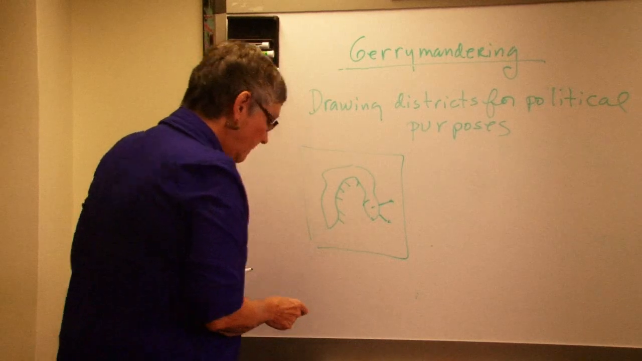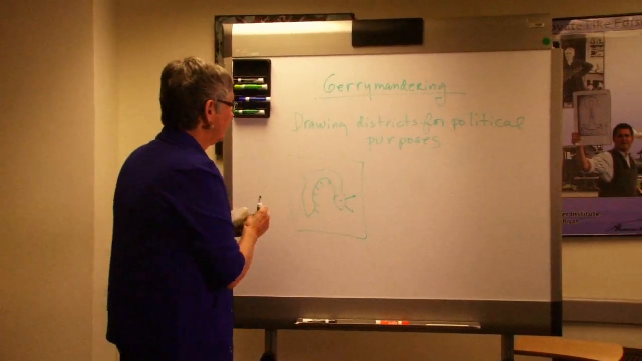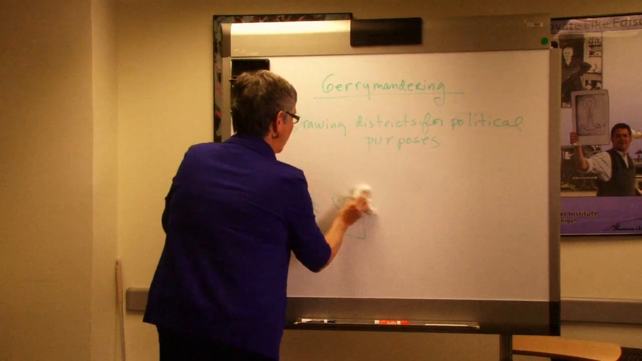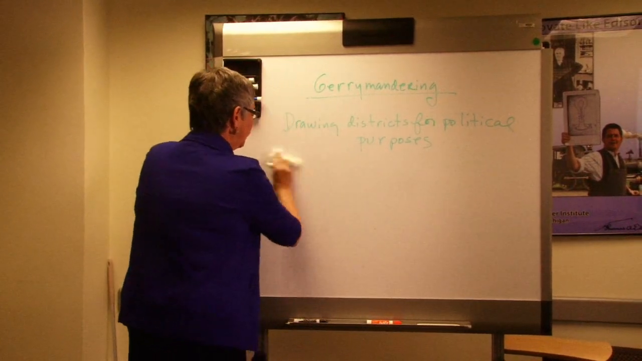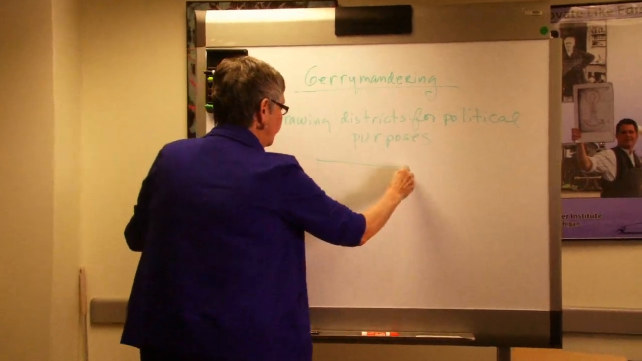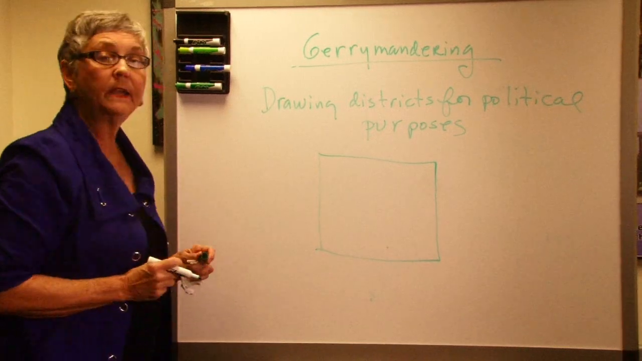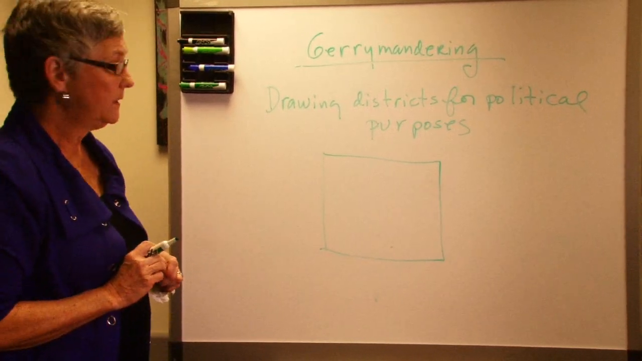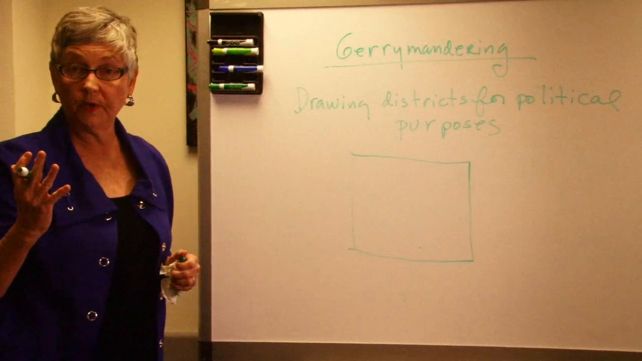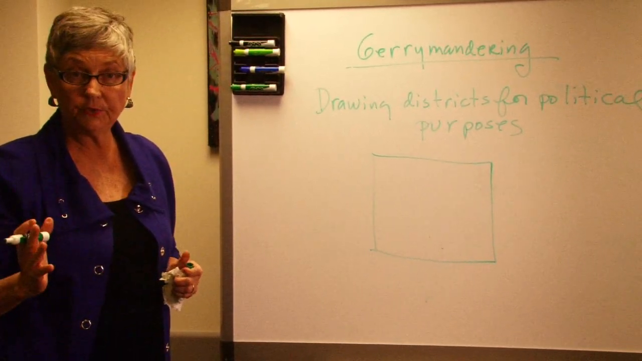But let me give you an example of how this works. If I'm in the state legislature, and let's say this is a small state here, and this is the configuration of the state, and we find out from the census that we're going to get 5 congressional districts. So the state legislature has to draw 5 congressional districts.